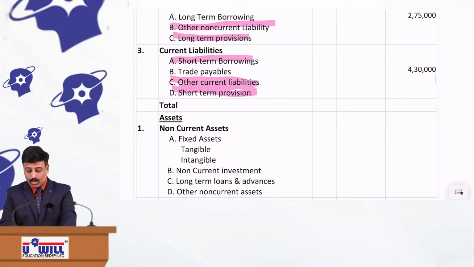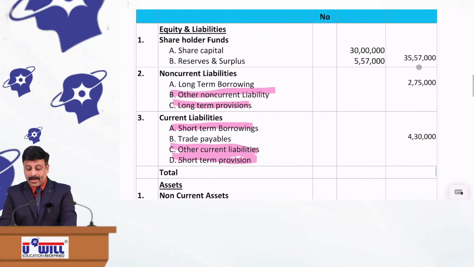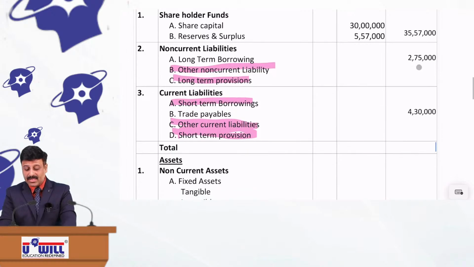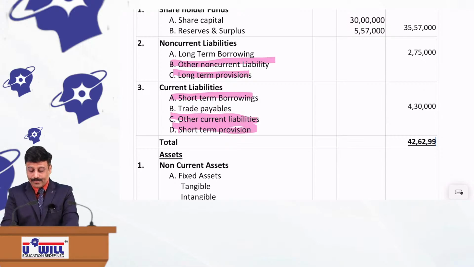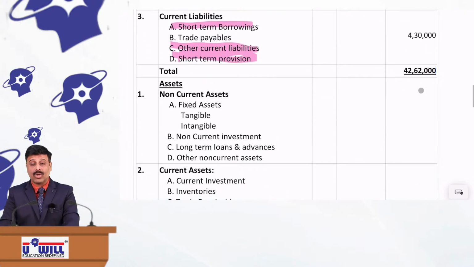So total will come to how much? 35 plus 2, 37 plus 4, 41 plus 1, 42, 42, 50, 42, 62. 42,62,000 are the total liabilities.